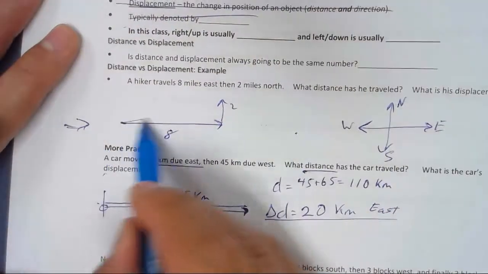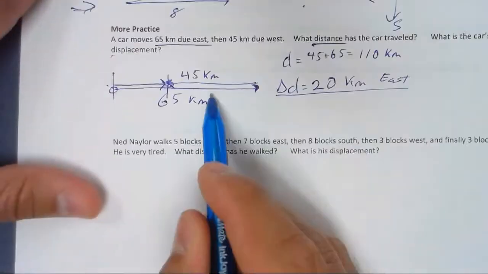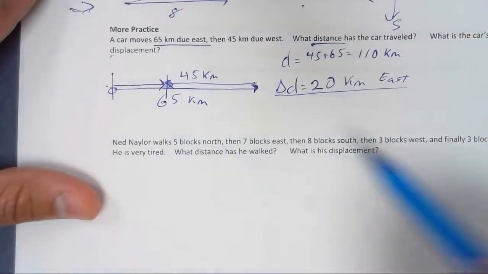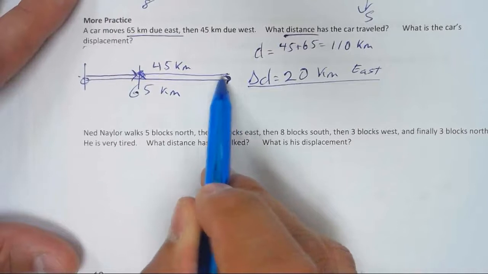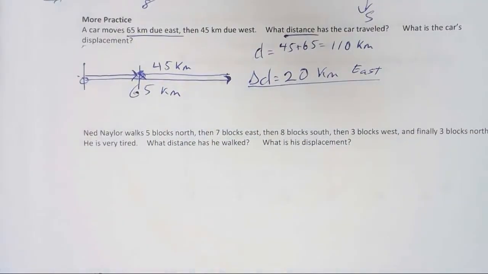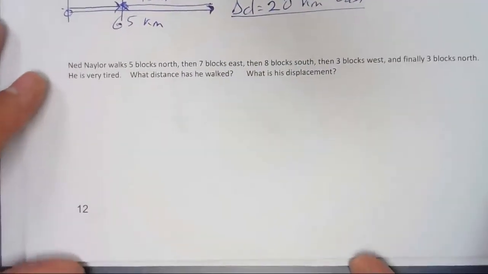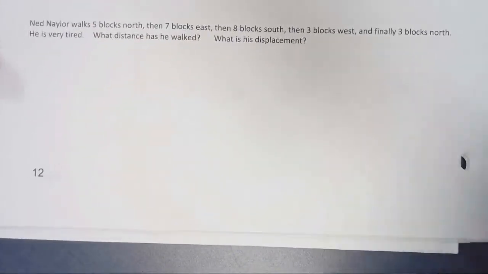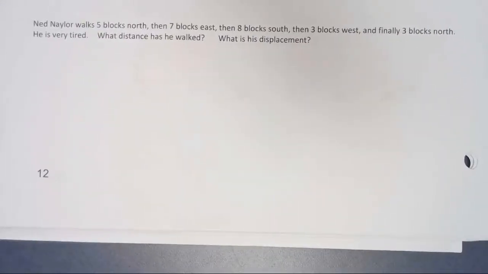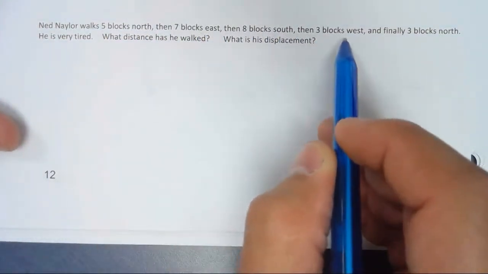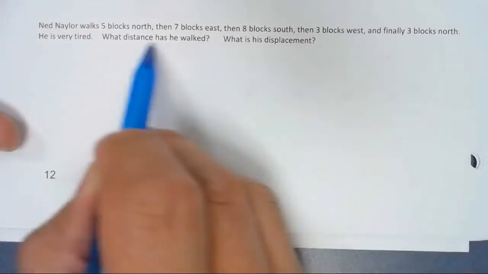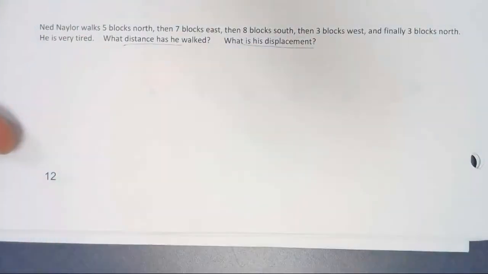So you could have a triangle, Pythagorean theorem. You could have a straight line problem, just forward and backwards, where we're just adding and subtracting, that's it. And keep in mind, you could have multiple legs of this trip, as long as you draw the picture carefully, you should be okay. And speaking of drawing a picture carefully, it's really, really important on this one. So we got this guy, his name is Ned Naylor, really cool name, and he walks 5 blocks north, 7 blocks east, then 8 blocks south, then 3 west, and then 3 north. And then we want to find out his distance and his displacement.